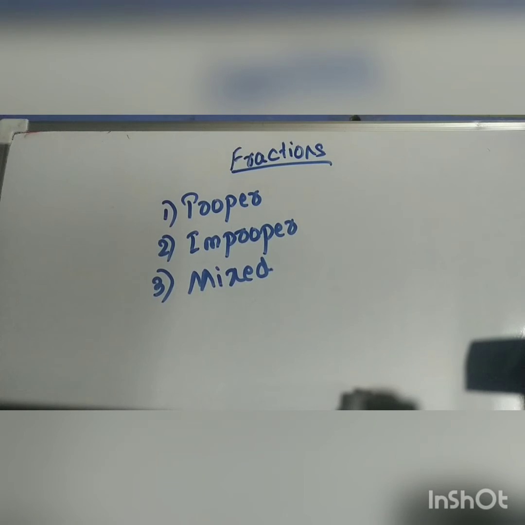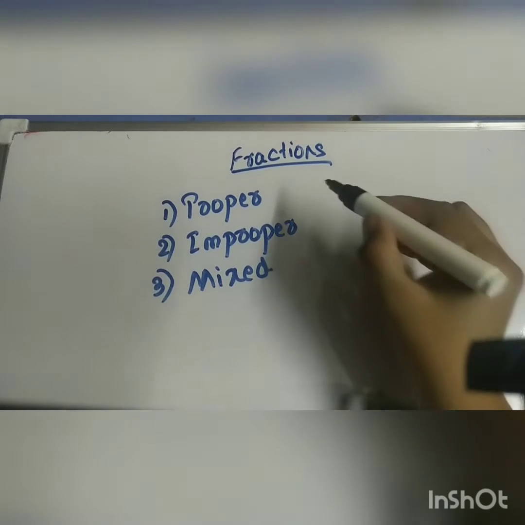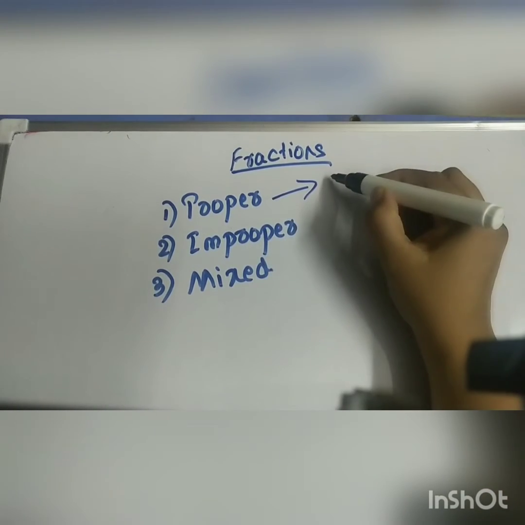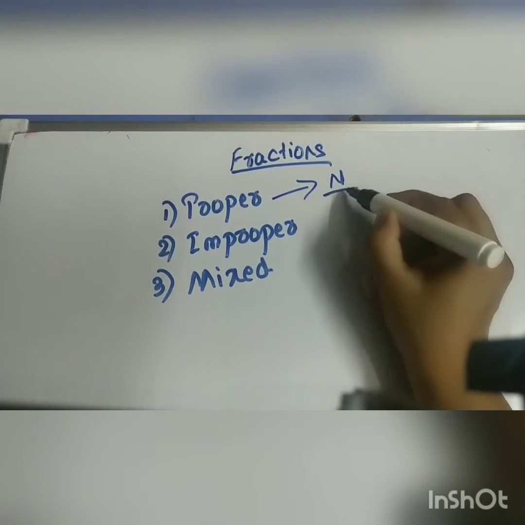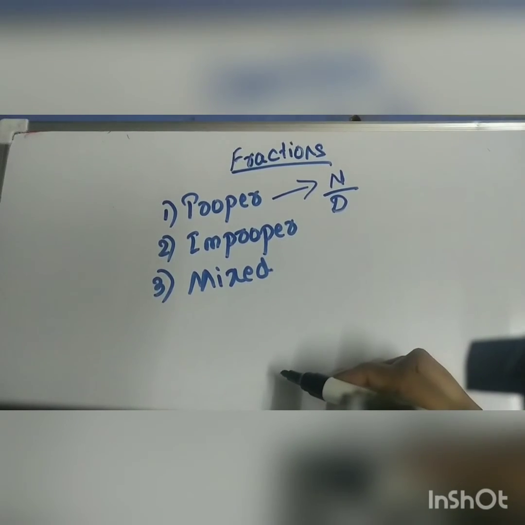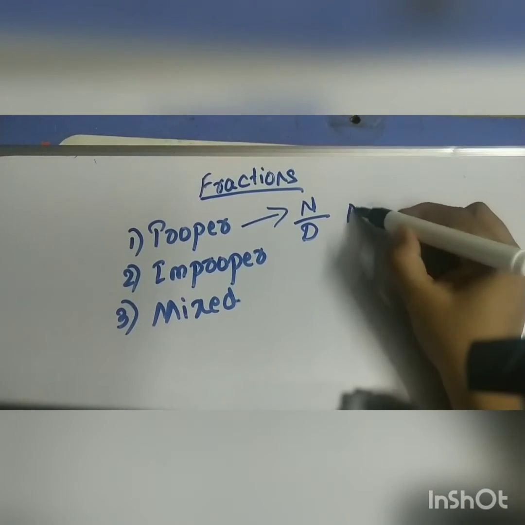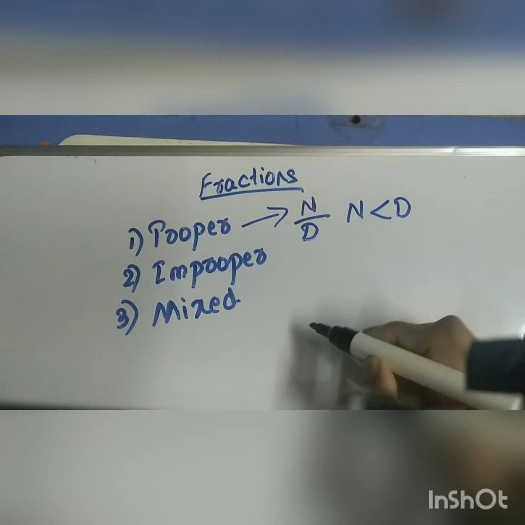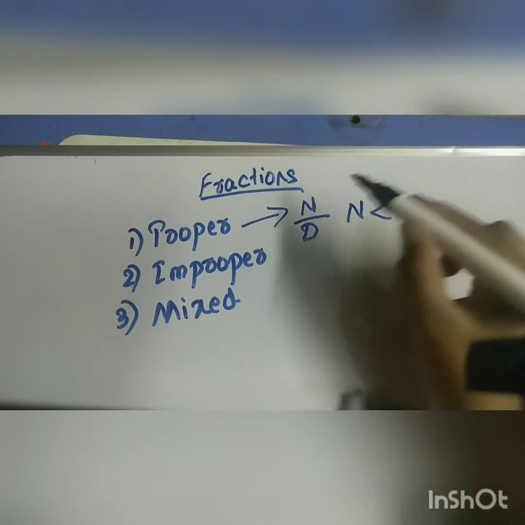Fractions can further be divided into 3 main types. The first type is proper fraction, the second type is improper fraction, the third type is mixed fraction. To understand proper fraction, remember a fraction is denoted by numerator and denominator. If the numerator is smaller than the denominator, we call it a proper fraction.